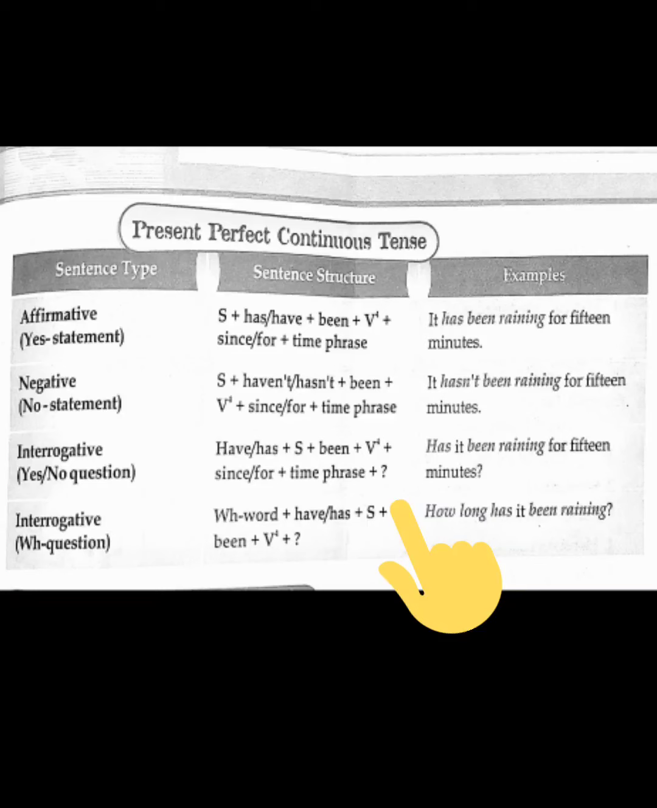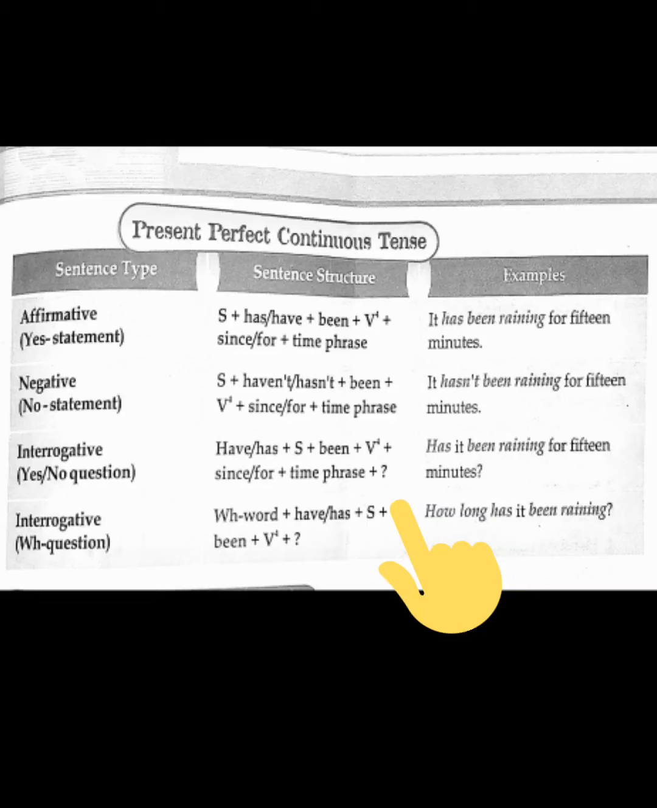Have/has plus subject plus been plus verb fourth form plus since/for plus time phrase plus question mark. So my first position, how can I make an example? Has it been raining for 15 minutes? Question mark. Has it been raining for 15 minutes? Question mark. So has will come to the first position.